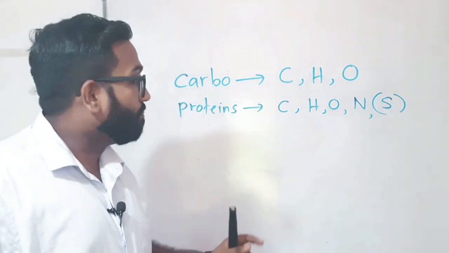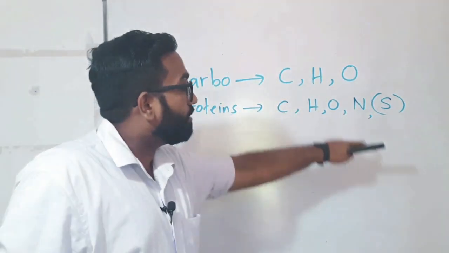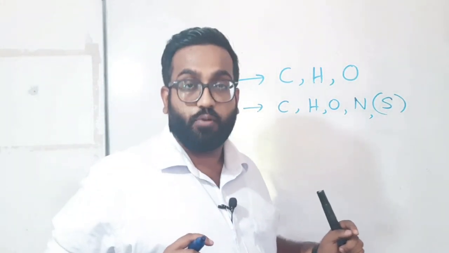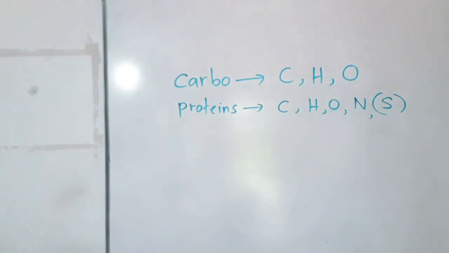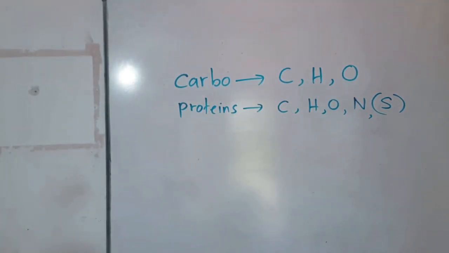C-H-O-N-S. Remember, carbon, hydrogen, oxygen, and nitrogen are compulsory elements in every protein, but sulfur is included in only some proteins. You have to remember that in your mind. Proteins: C-H-O-N-S. What else? What are the other elements you should remember?